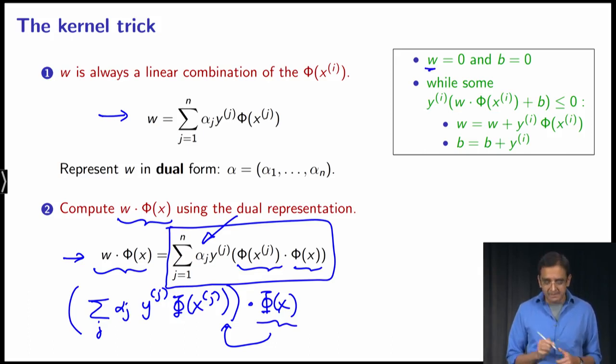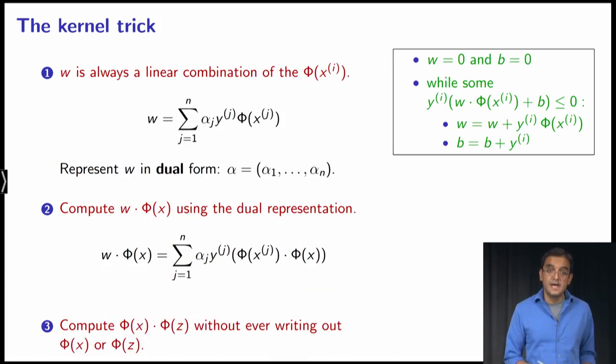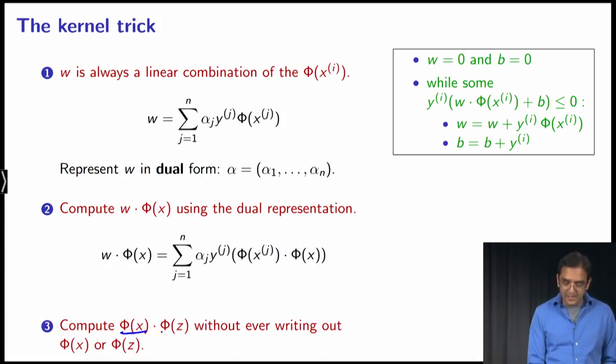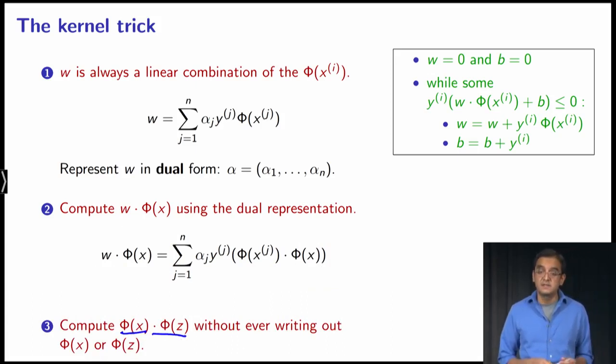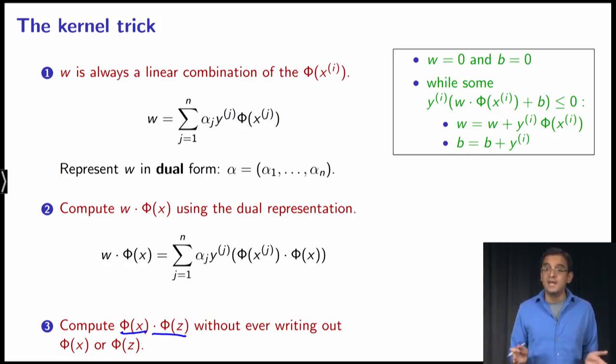But there's still something that's a little bit troubling. It looks like we have to compute these dot products over here. The dot product between two, say, 300,000 dimensional vectors. How do we compute these dot products? Don't we at least have to write the vectors down? Surprisingly, it turns out that we don't have to. It turns out that for any x and z, we can compute the dot product phi of x dot phi of z without writing down either phi of x or phi of z. And let's see why this is the case.